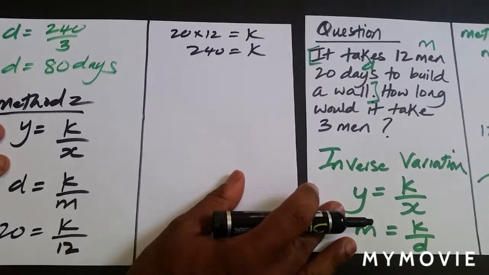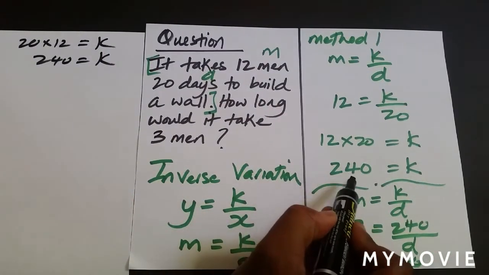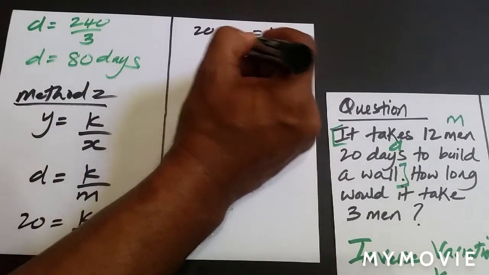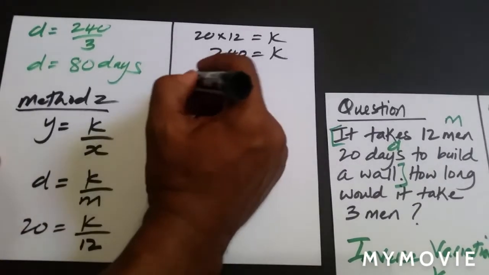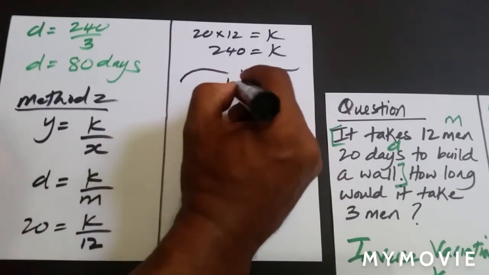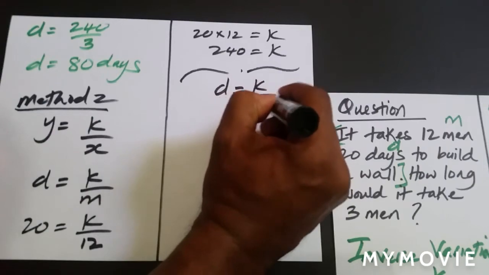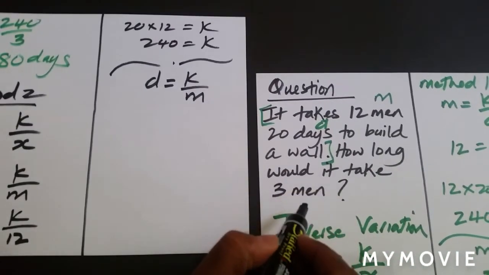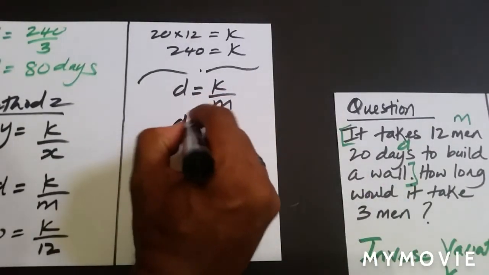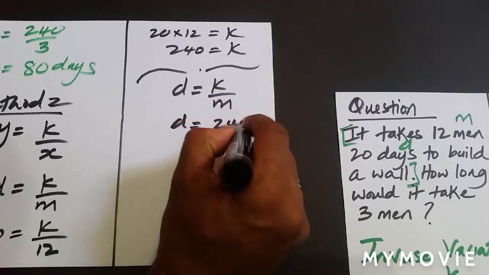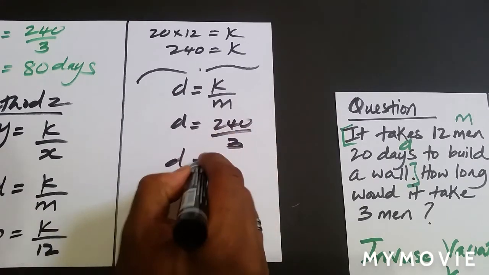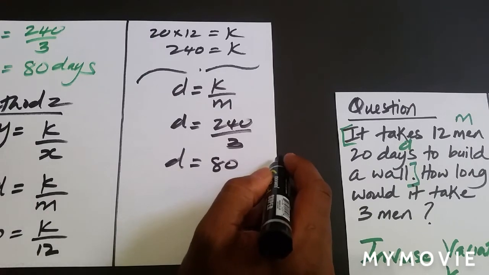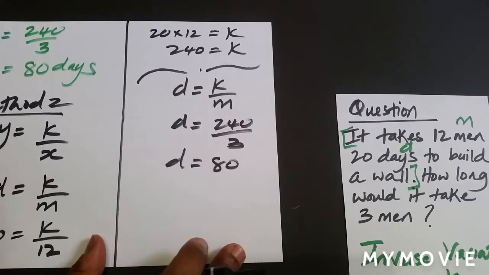So in this particular case, it's the same value because in method 1, k was 240 as well. So you see that we use method 2 and still get k to be 240 for inverse variation. So now that we've found k, we're going to go back to the formula. D equals k over m. And it says, how long now would it take 3 men? So the number of days is what we need to find. We know that k is 240. Number of men is now 3. And you can clearly see that 3 into 240 is 80, which is the same answer. Right? So it would take 3 men 80 days to build a wall.